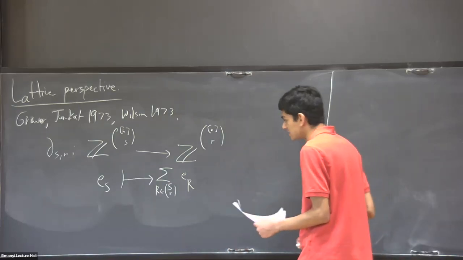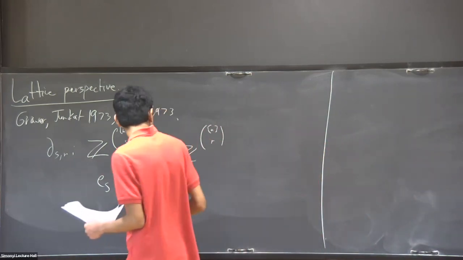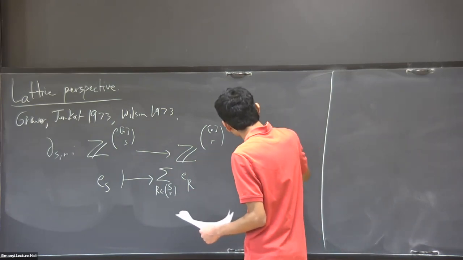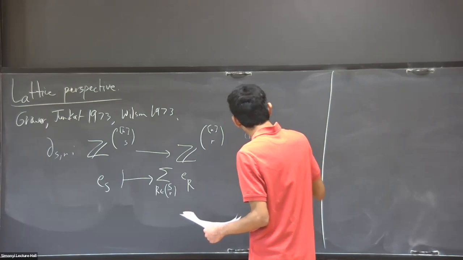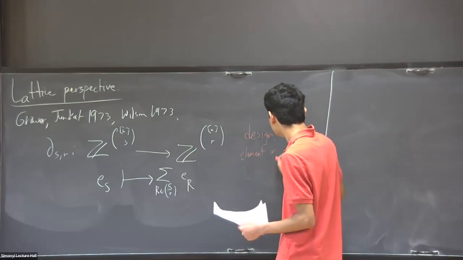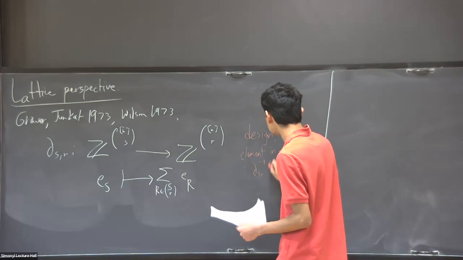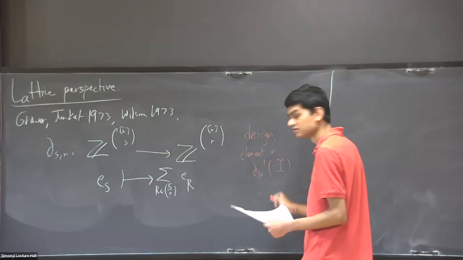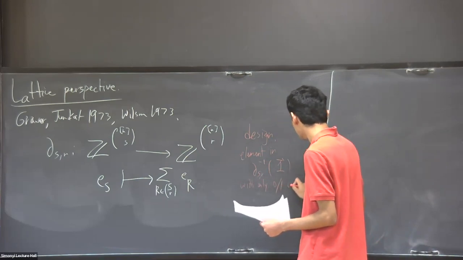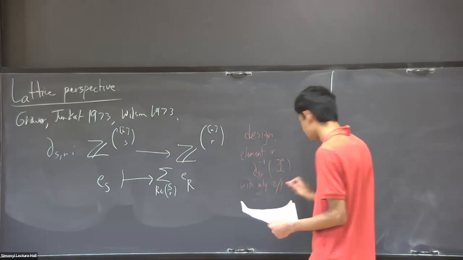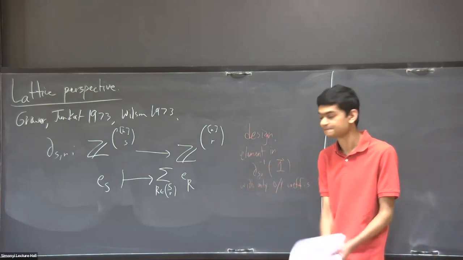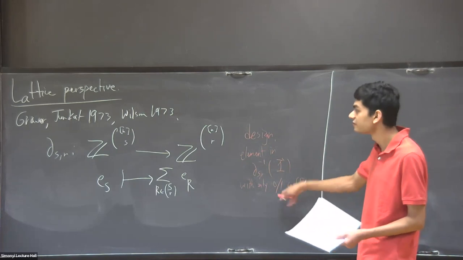And I guess the point is, a design is really an element in partial SR inverse of the all one vector with only 0, 1 coefficients, because this really just counts, on each R, how many guys can hit it. So in this case, if you have only 0, 1 coefficients, then you have what we want.